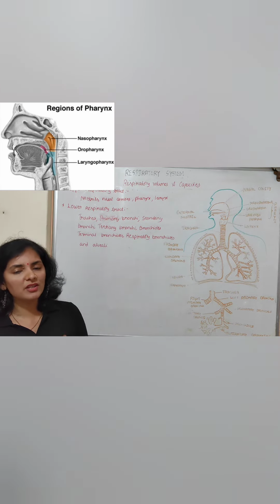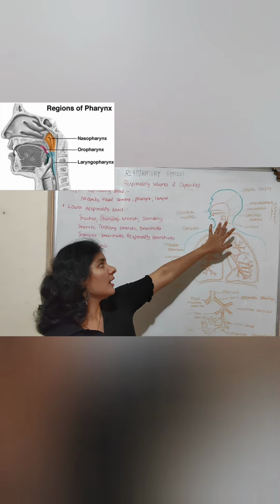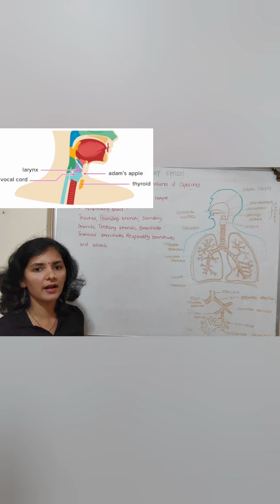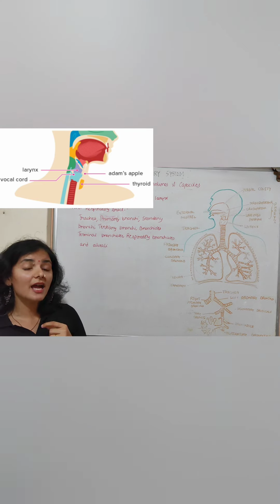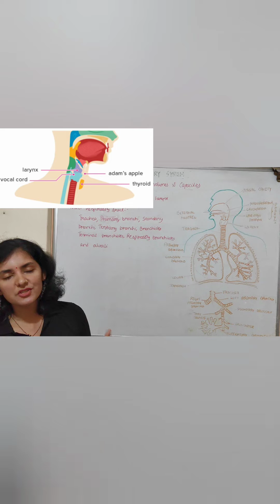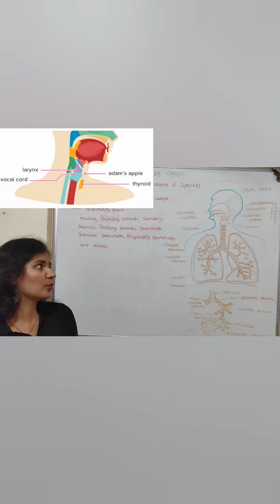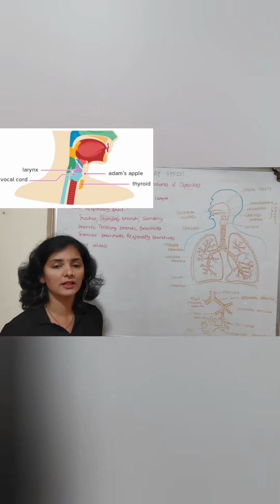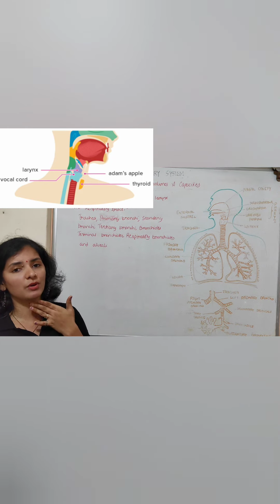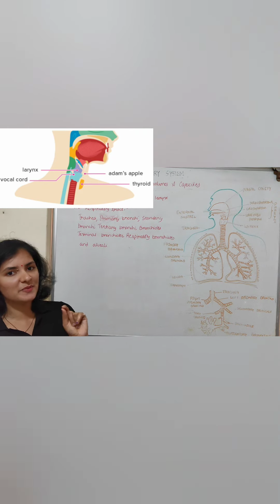Since we are talking about the respiratory system, we'll talk about the larynx. So the laryngopharynx or the pharynx leads to the next part, that is larynx. Larynx is a cartilaginous box which has the capacity to produce sound. That's why it is called a sound box. The front part of the larynx is prominent and you can visualize it from outside, which is known as Adam's apple.